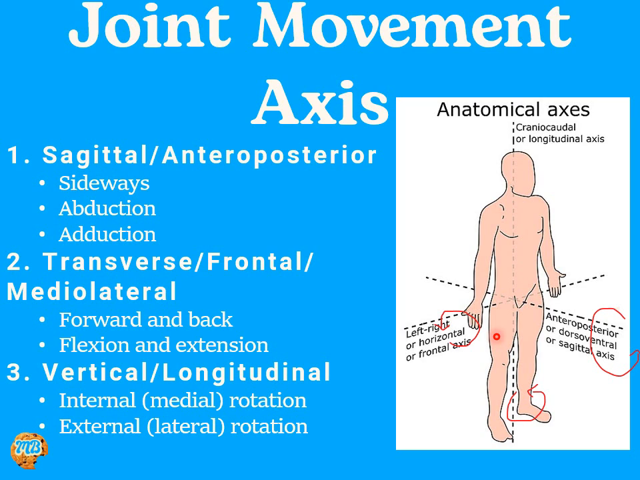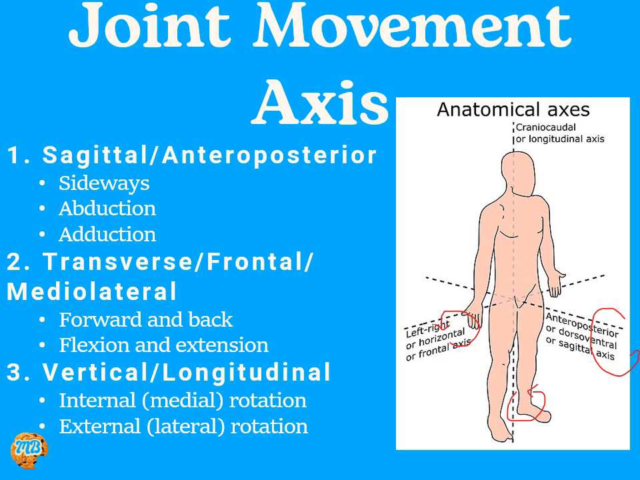And then the last axis is vertical or longitudinal. So when you think of the word long, this is the longest axis because it's on the whole body. And once again, vertical is easier to remember. If you put a ring along this, you're moving your body, you're rotating the body internally or medially. And that's easy to remember.